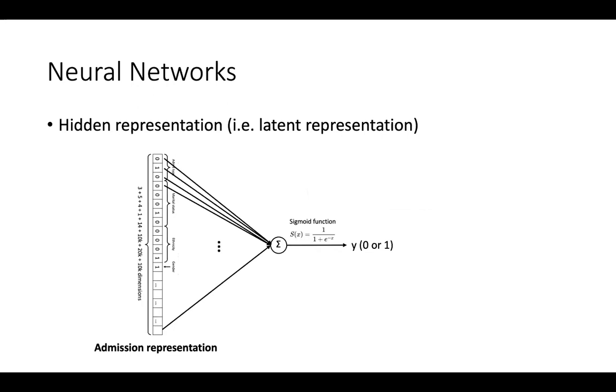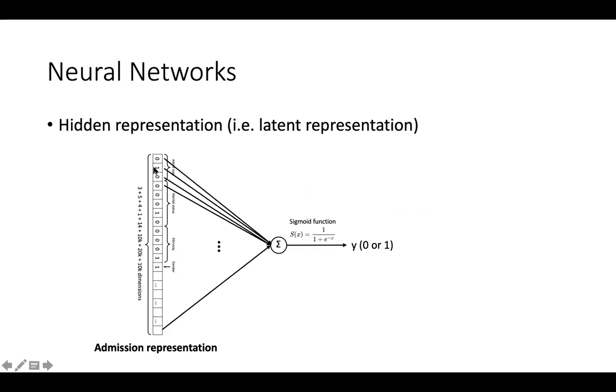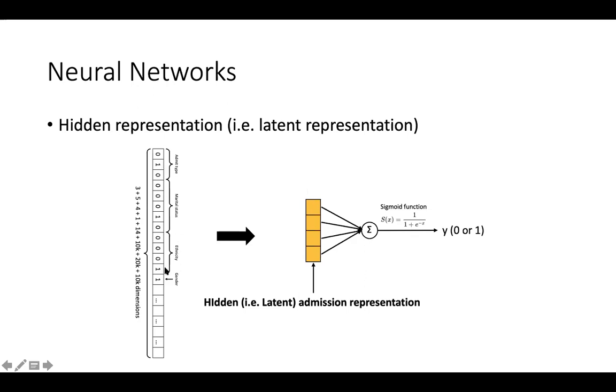Oh yeah, this is just a comparison between how logistic regression is done and how an MLP, a multi-layer perceptron or feed-forward neural network, is done. Before, we directly plugged the 40,000-dimensional vector into a single neuron, but here we're compressing it into a lower-dimensional space to obtain a latent admission representation, and then plugging that into the logistic regression. That's basically it.